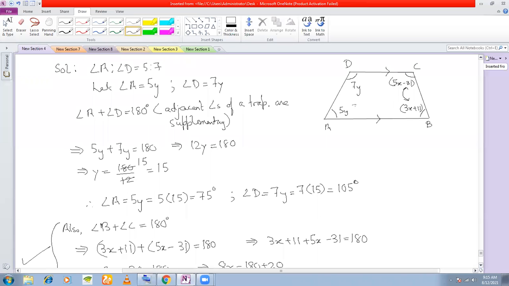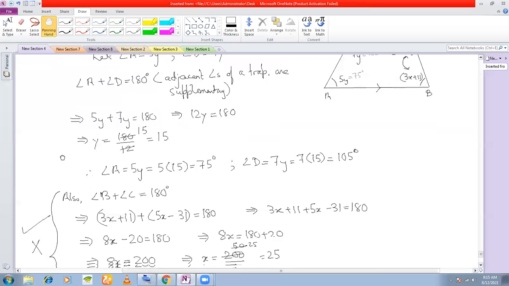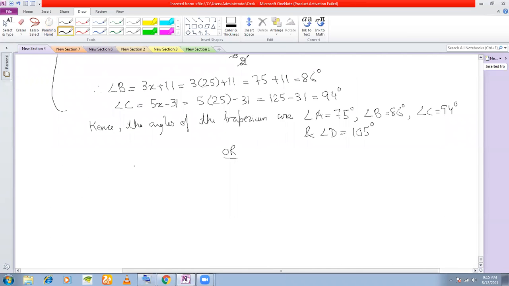Angle A you have found out to be 75 degree, right? Angle B you have found out to be 105 degree. Now you know that the sum of interior angles of a quadrilateral is 360 degree, isn't it? So you can say angle A plus angle B plus angle C plus angle D is equal to 360 degree. Why? Your reason is sum of interior angles of a trapezium is 360 degree.